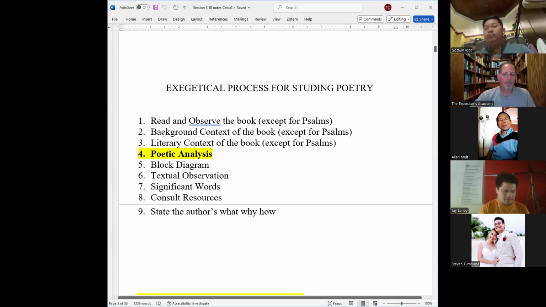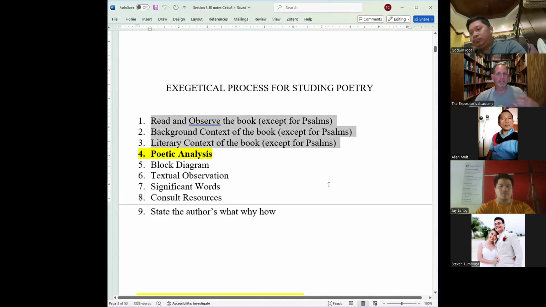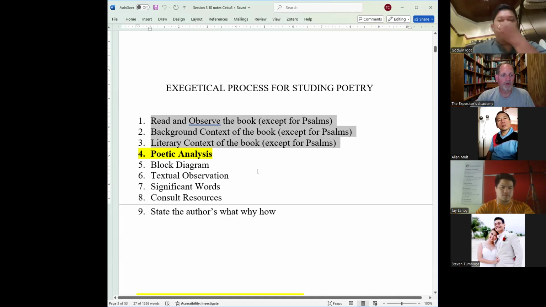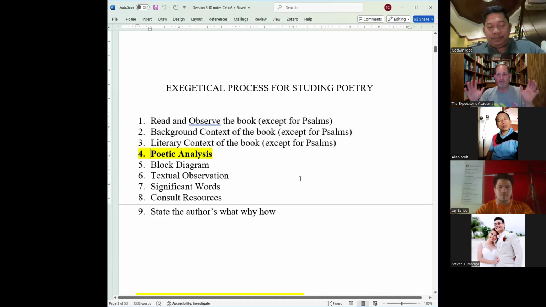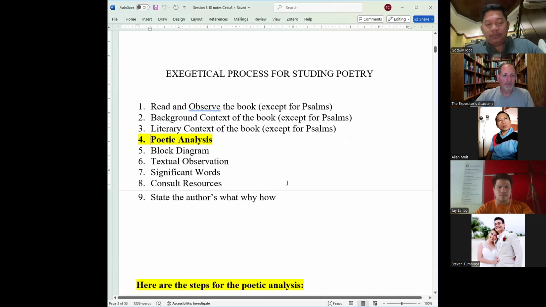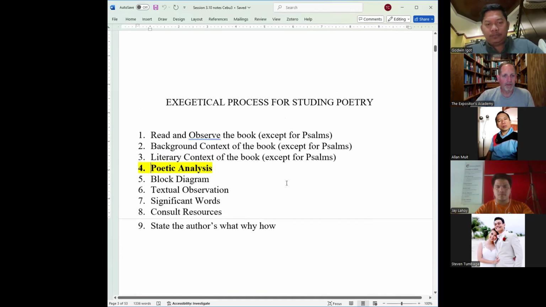And so what we've already done for the book of Proverbs, or you should have done, as assignments that are due, is those first three steps, in which you examine the whole book. And you can go to past sessions where I cover the details for how to do that for Proverbs. And then we get to step 4, which is where we move from the whole book to our specific passage that's in the book. And we want to analyze that.